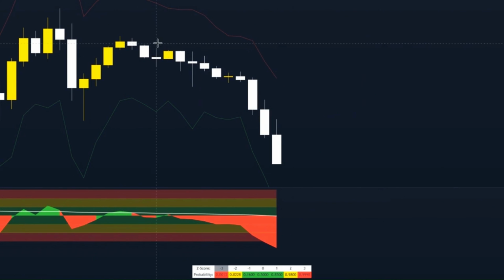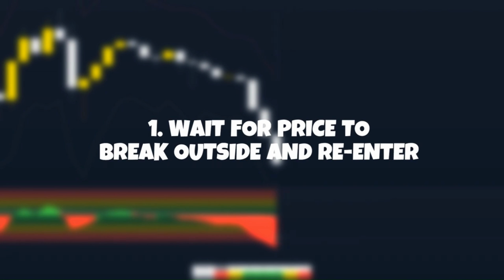So right here we can see price is selling off in a downward direction, and the histogram has actually left outside of the red zone. So now our first step for taking entries is to wait for price to come back inside this red zone after the breakout, and then we wait for a candle close.